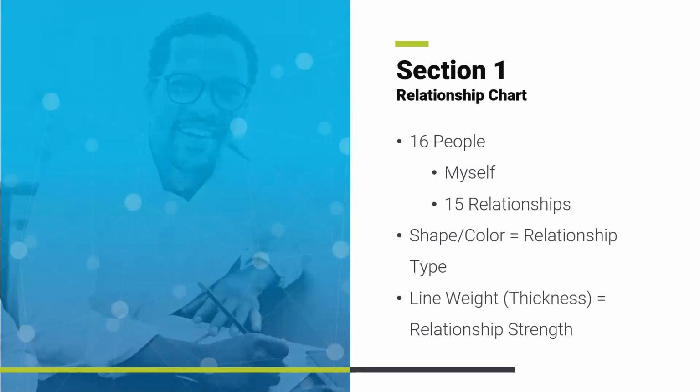In the first section, a visualization was created to help describe the relationship between myself and 15 people. Personal and professional relationships were included. Shape and color were utilized to distinguish the relationship type. Line weight or thickness was used to distinguish the strength of relationships. Distance vertically from myself was also utilized to distinguish the strength of each relationship.